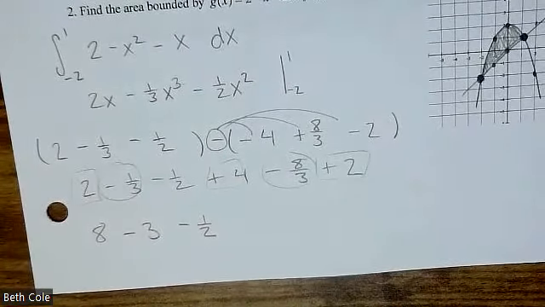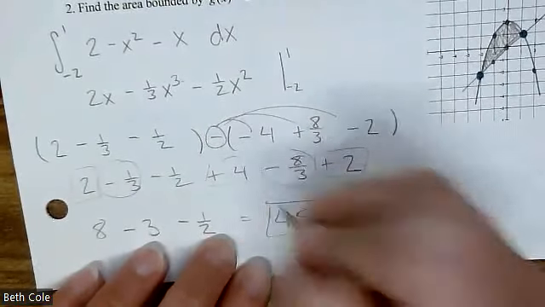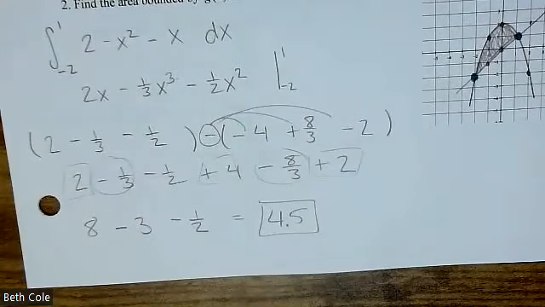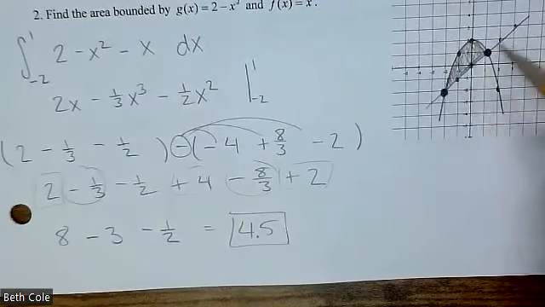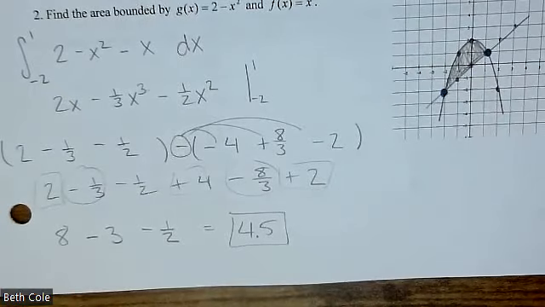That's why I kind of do that, because then I feel like I can kind of put quote unquote like terms together. So 8 minus 3 is 5. 5 minus a half is 4.5. Or if you want to be fancy, that's 9 halves. But the area of this is exactly 4.5. It's cool. Yay. It is neat.